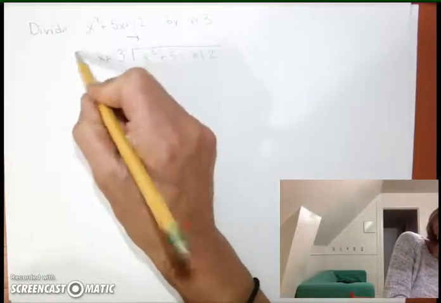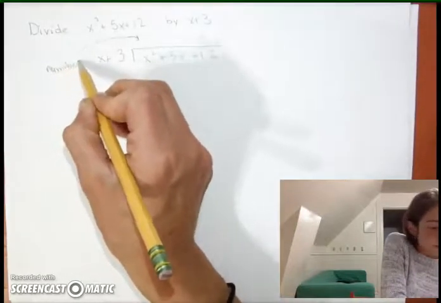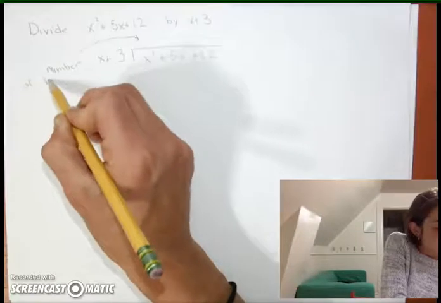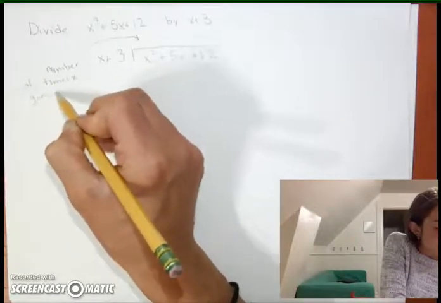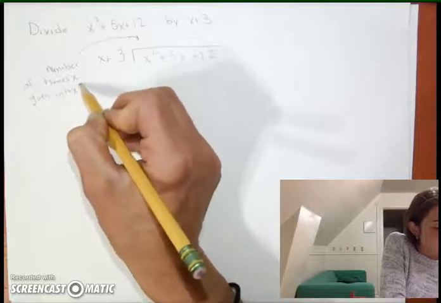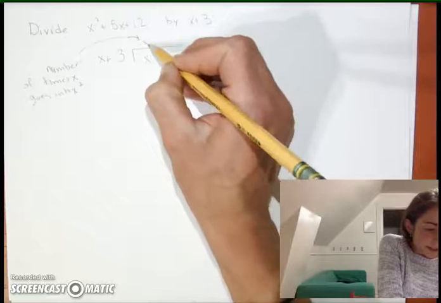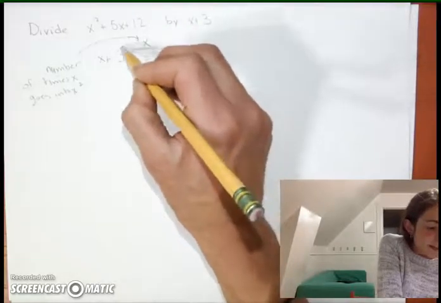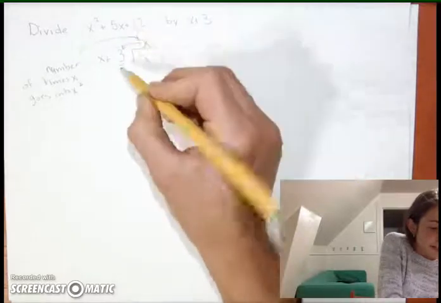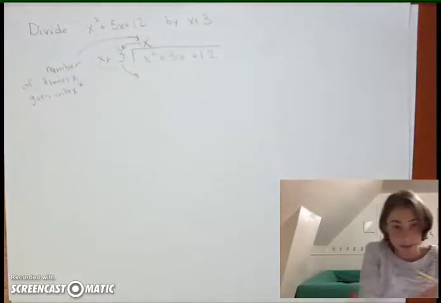So what I put here is the number of times x goes into x squared. So what times x equals x squared? That's x. Now I take x, I multiply it by this entire expression, and I put that below, just like I do in long division of real numbers.